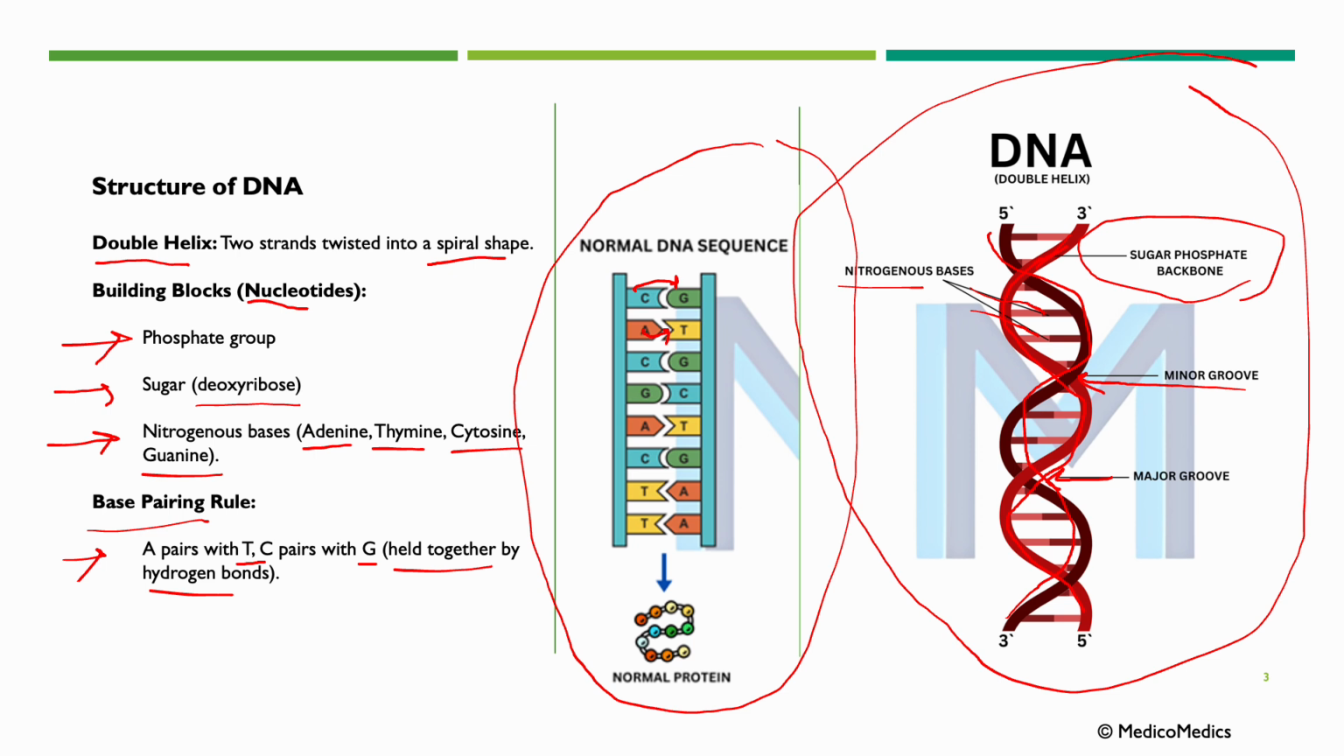So the phosphate and the sugar molecules form the structural framework of the DNA, while the nitrogenous bases store and transmit genetic information through specific pairings. This interplay of structure and function allows DNA to serve as a stable yet versatile molecule for encoding life.